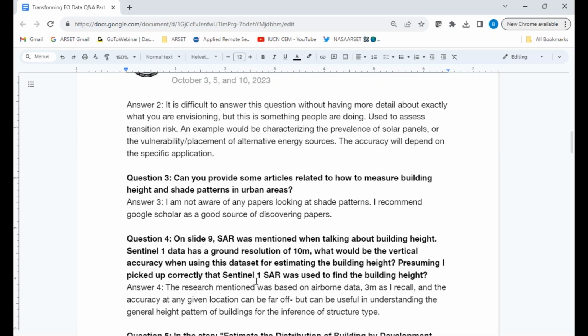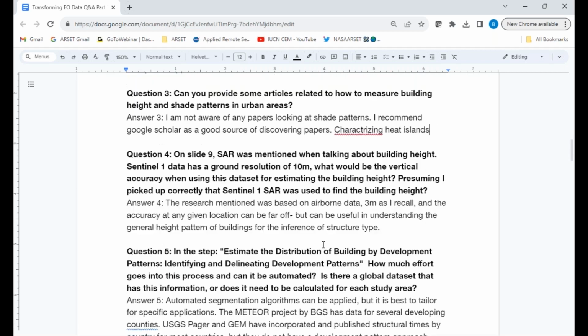Great, thank you. Question 3, can you provide some articles related to how to measure building height and shade patterns in urban areas? Yeah, it looks like the questioner is trying to characterize heat islands. I've not done any work in shade patterns myself. And in terms of measuring building height, it really depends on your base data and your application. I would just recommend going to Google Scholar. That's often what we do to start. Thank you.